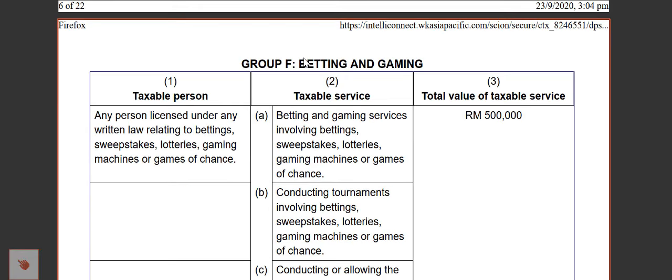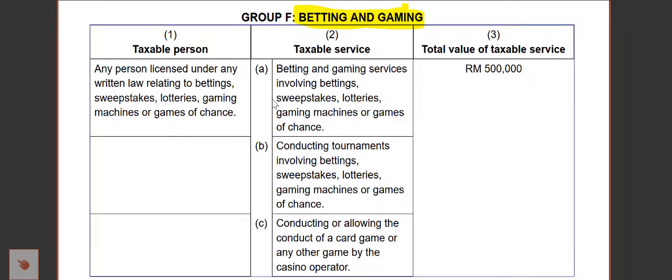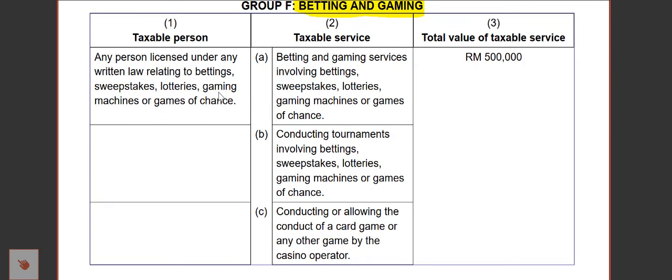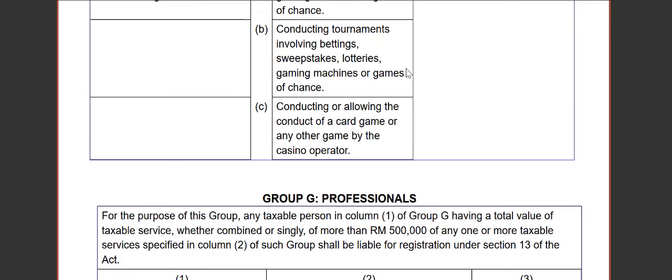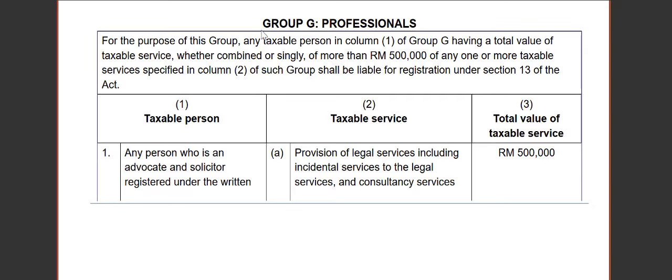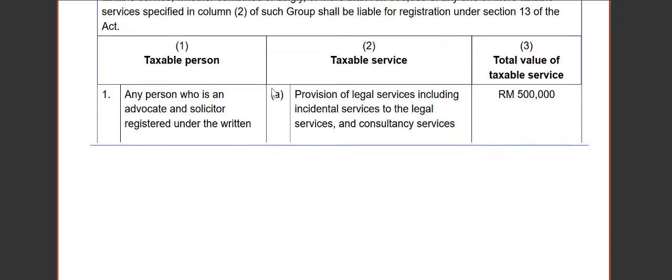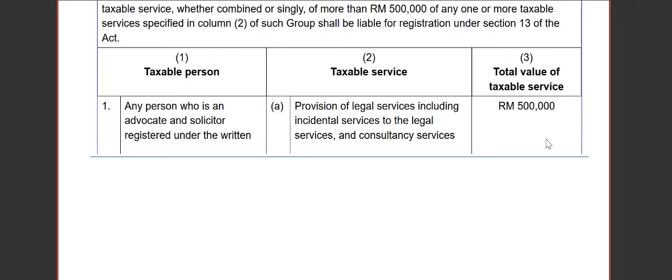Okay, now gambling is also considered as a taxable service. So they say if you are licensed to provide bettings, lotteries, gaming machine, then you will be taxable. So when you become taxable, you have to charge service tax. Okay, now, this is the more important one because there's a long list over here. There's a long list. So I will just highlight the keyword for you, but the value is just 500,000.